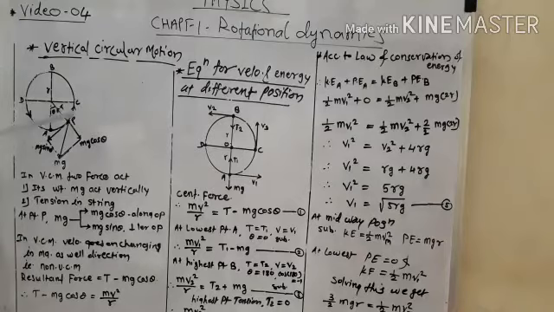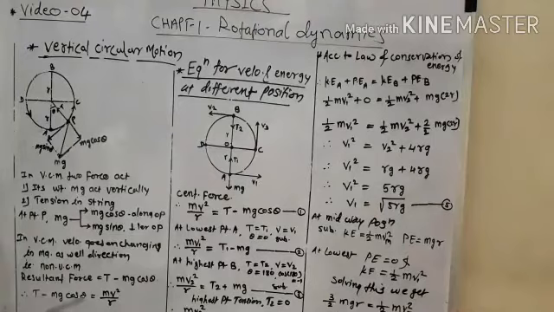This resultant force acts towards the center of the circular path, so it acts as a centripetal force. Therefore we can write here that the resultant force T minus mg cos theta is equal to mv square upon r. This is nothing but the centripetal force in this vertical circular motion.